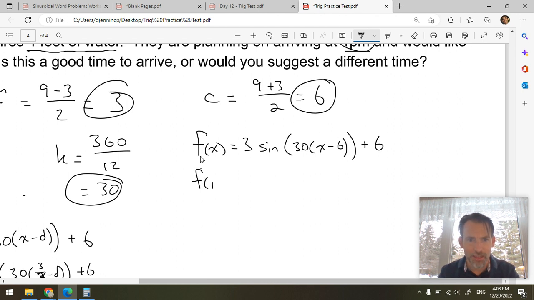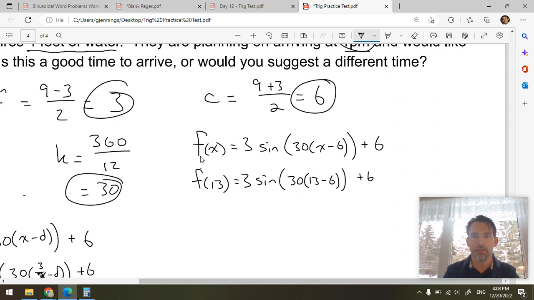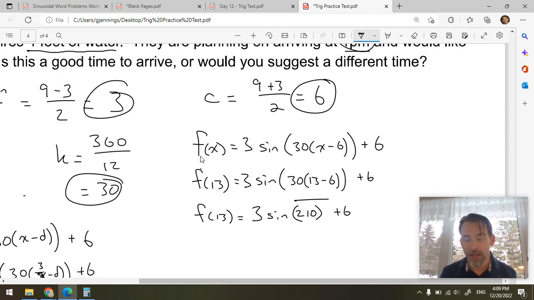So let's go. F at 13 equals 3 sine of 30 times 13 minus 6, plus 6. Okay, 13 minus 6. So we now start our BEDMAS in here. 13 minus 6, no, it's 7. 7 times 30, 210. Cool. F at 13, the depth at 1 p.m., is going to be 3 times sine 210 plus 6.